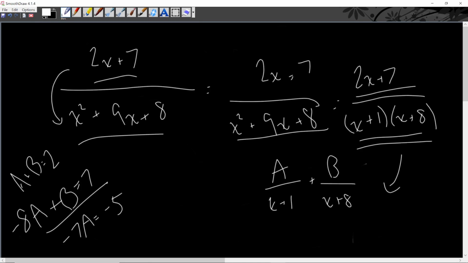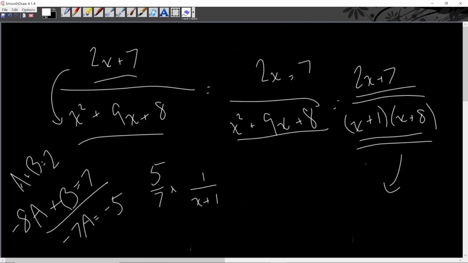And while you could put 5 over 7 in this numerator, and then bring that 7 down there, and then distribute the 7, and then try to integrate it like that, I think it's much simpler to think of a over x plus 7. If you have a fraction as your a, you just have 5 over 7 times 1 over x plus 1. I think that this is a lot easier to integrate. And then this is going to be plus b over x plus 8, which we said was 9 over 7.